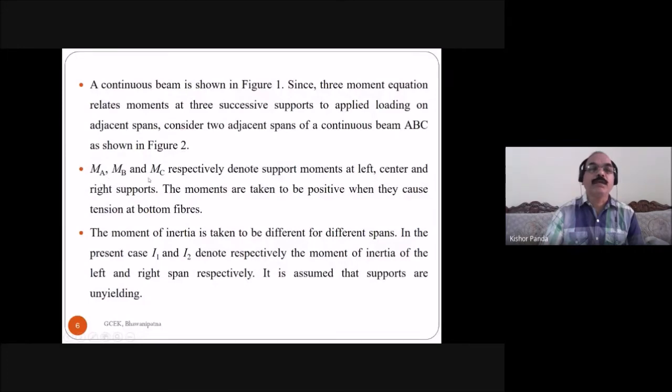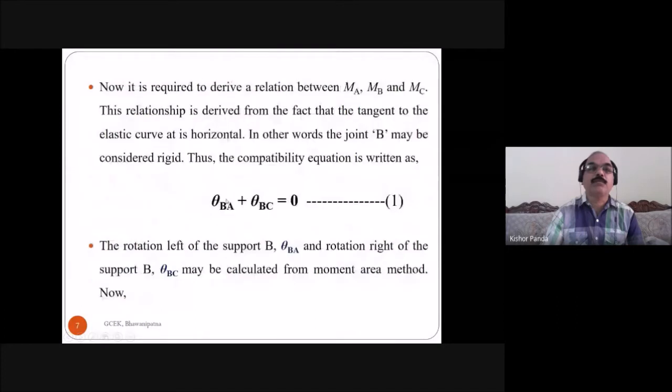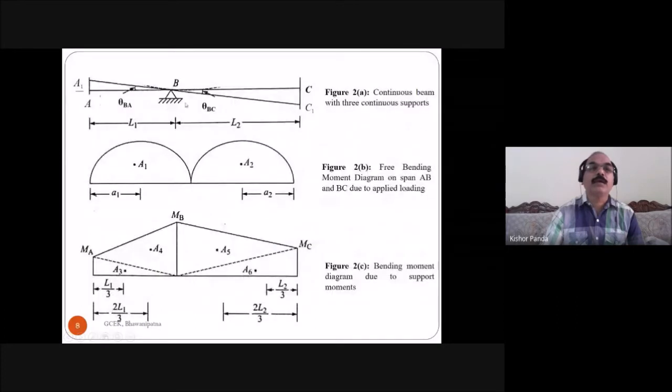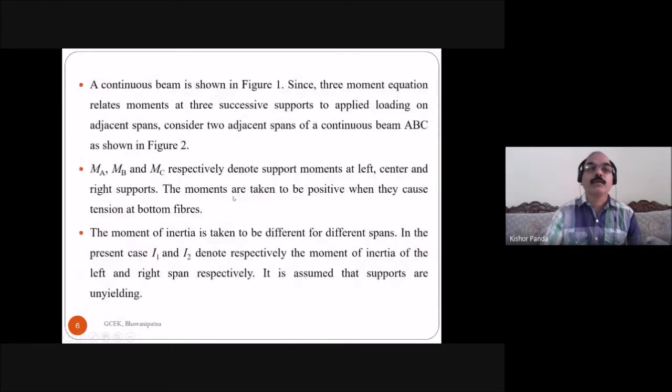Let MA, MB, MC be the moments at the left, center and right supports respectively. Here the moment is MA, here the moment is MB, and here the moment is MC. You don't know these moments, and you have to find them using the three moment equation. The moments are taken to be positive when they cause tension at the bottom fibers.